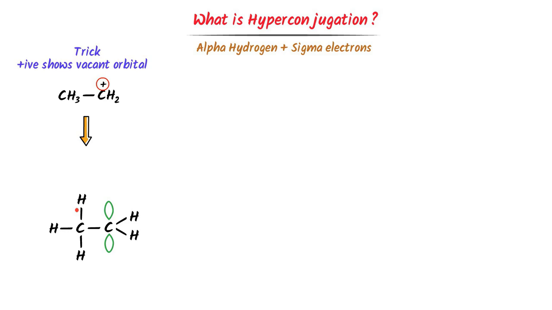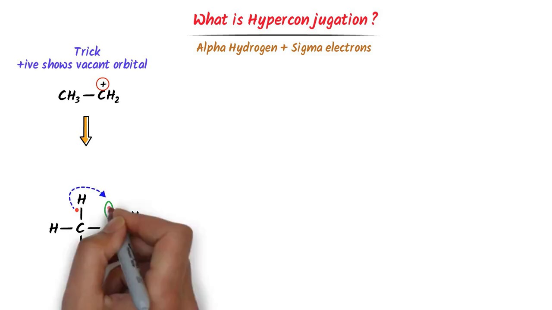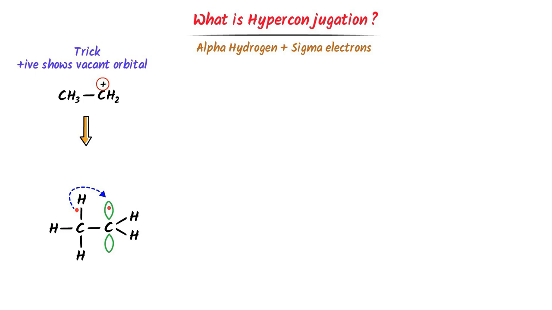Now there is a possibility that these sigma electrons of this hydrogen will shift to this empty orbital. We get a new structure like this. This hydrogen has given its electron to carbon, hence its bond is broken and we write it here. Remember that when sigma electrons shift, the bond is broken. While the positive charge on the p orbital disappears because it has gained one electron.